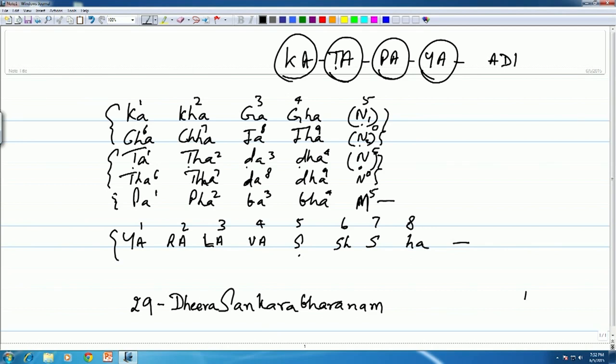So, let us look at how this works. Dha and Ra. Dha is 9, and Ra is 2. 92, and you reverse it and it becomes 29.